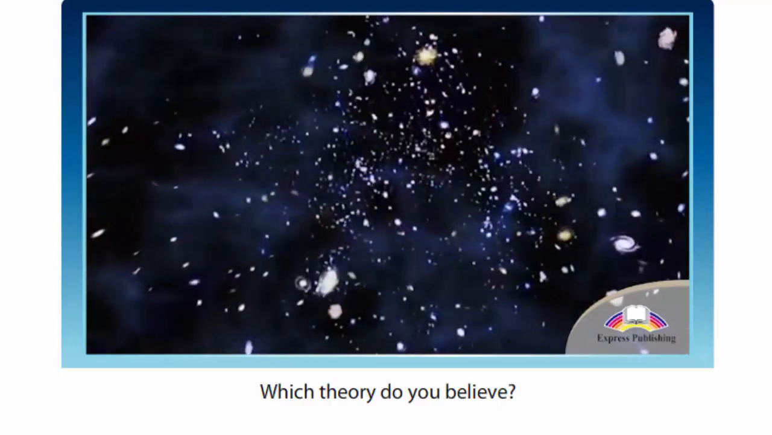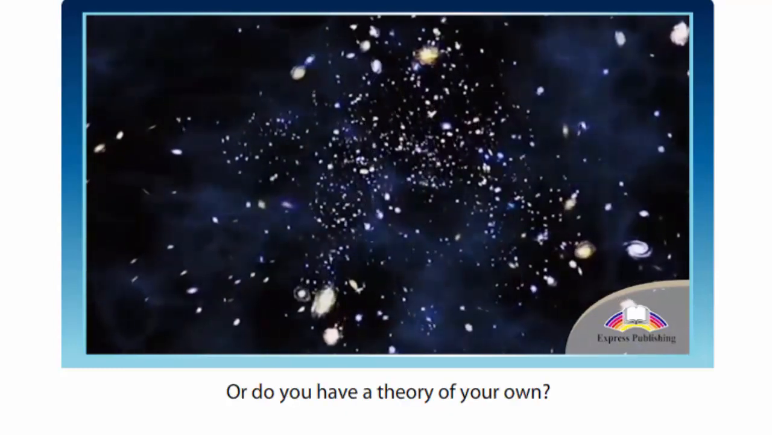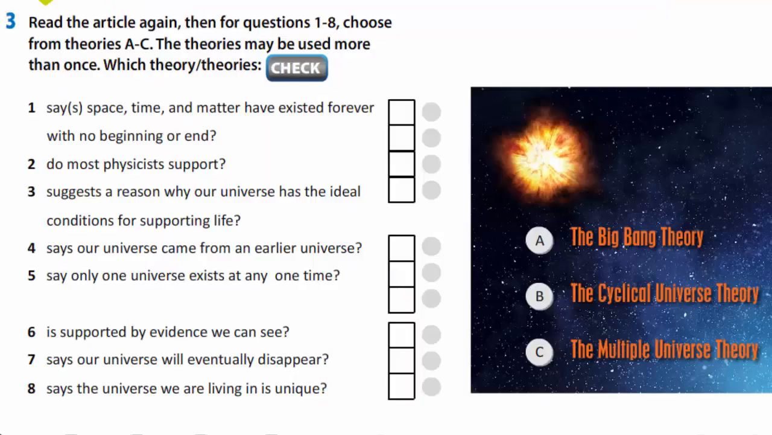Which theory do you believe? Or do you have a theory of your own? In exercise 3, you are to read the article again. Then, for the questions, you are to choose the theory. Remember that they may be used more than once.